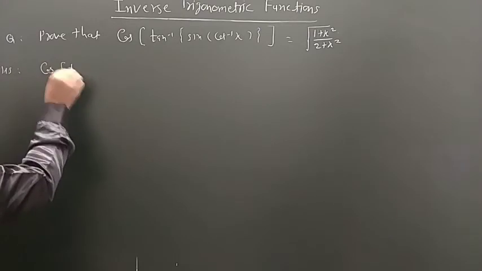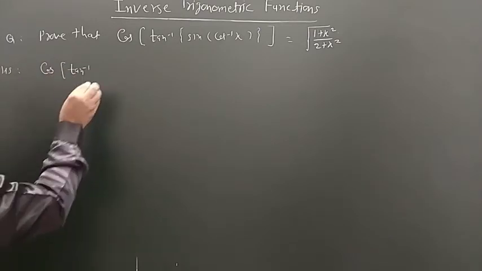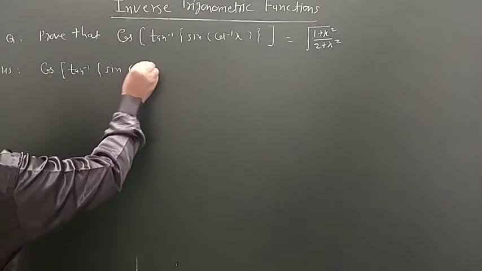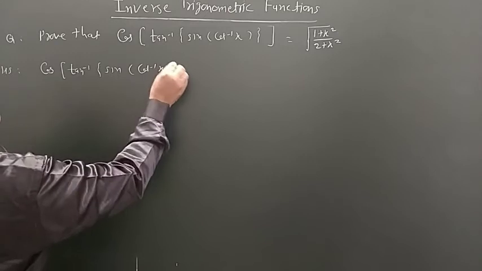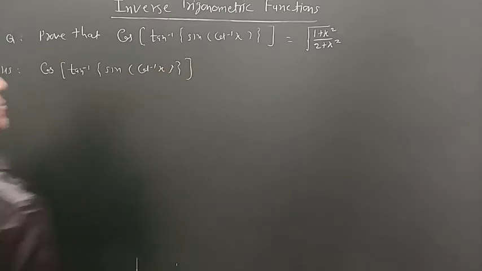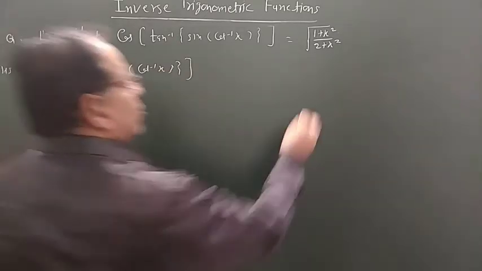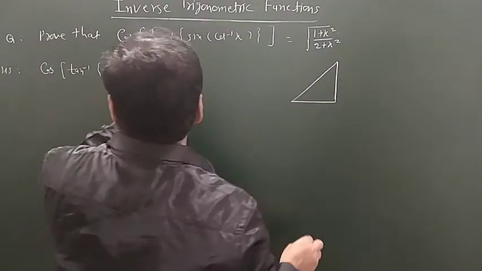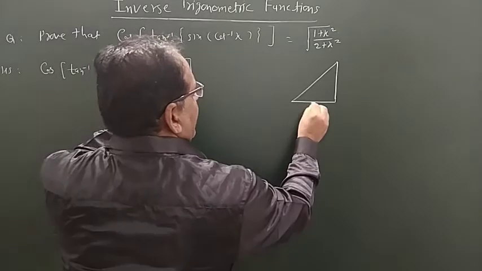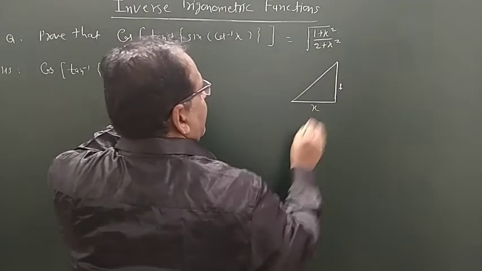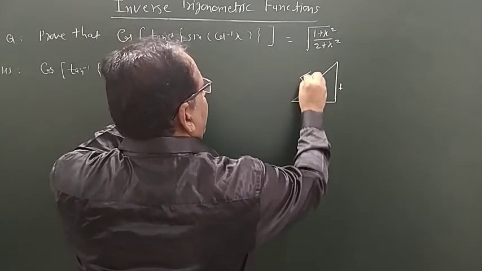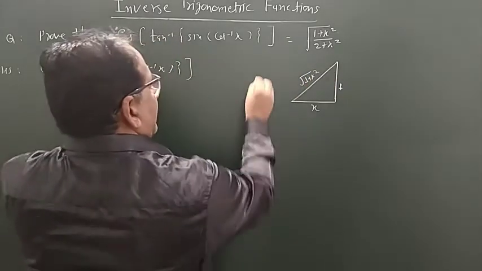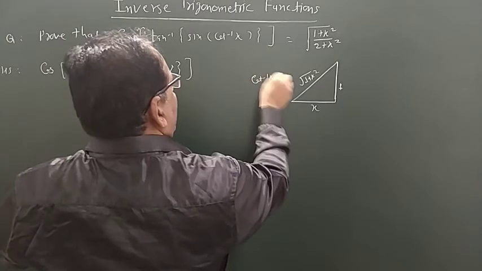Cos tan inverse sin cot inverse x. Now we use the triangle method for this type of question. Cot inverse x, that means base upon perpendicular. So use the Pythagoras theorem. We have hypotenuse 1 plus x square. This is for cot inverse x.